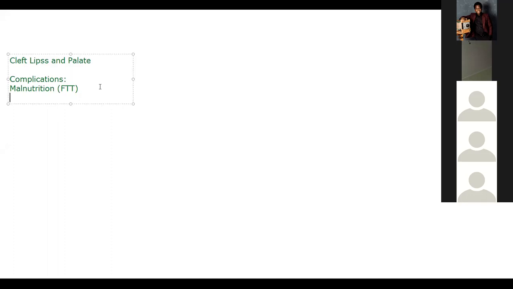And apart from that, what other things? Doctors, what happens to their teeth? Their teeth can't grow properly. Yes, they will have defective or poor dentition. And apart from that, somebody whose mouth is like that can't talk very well. So they have problems talking. Speech impairment.